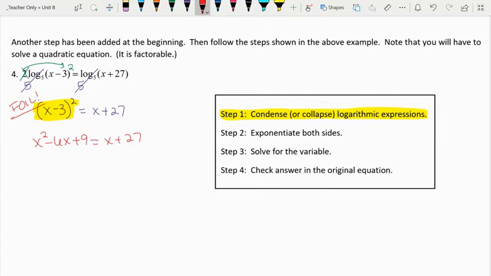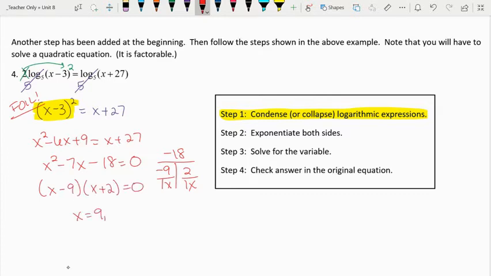At this point, we do need to get everything to one side. So let's move it to the left. We get x squared minus 7x minus 9 minus 27 is 18. And then we would t-chart this. First times last is negative 18. And we would use negative 9 and 2 because that multiplies to negative 18, adds to the negative 7. So we can rewrite this as x minus 9 and x plus 2, which makes x 9 and negative 2.